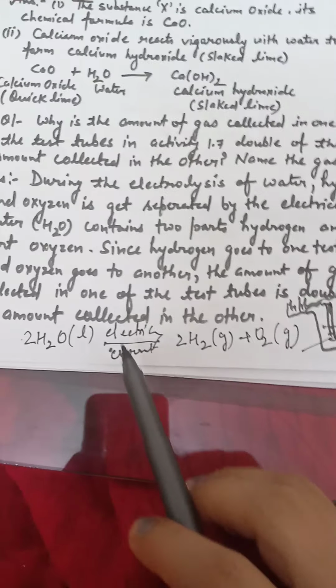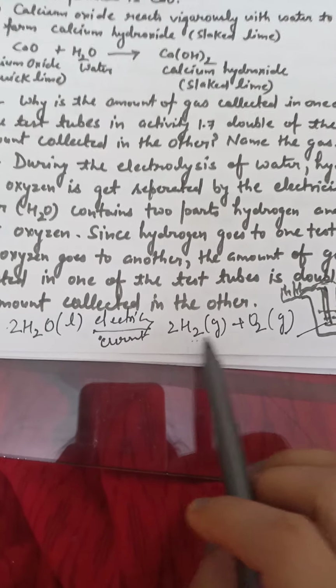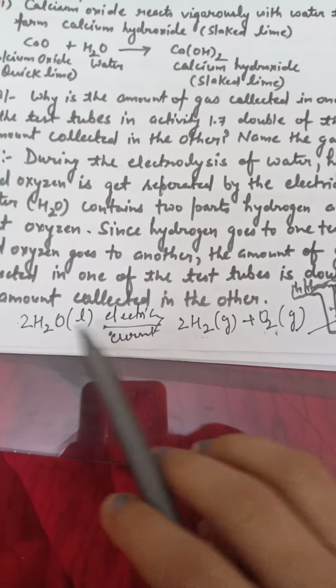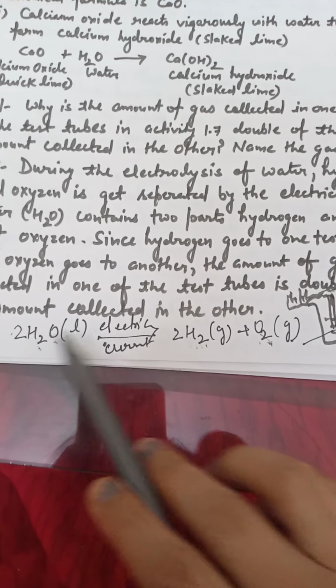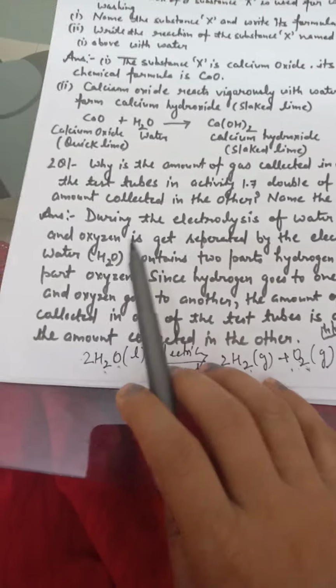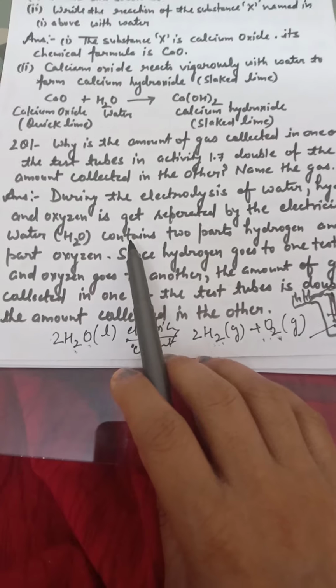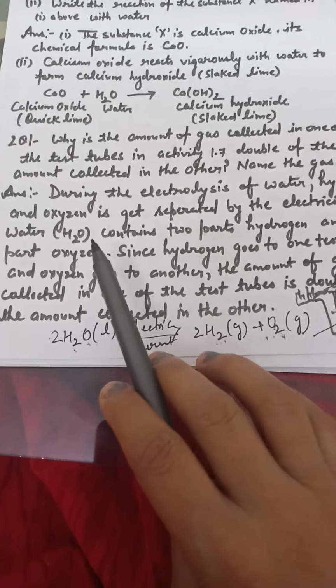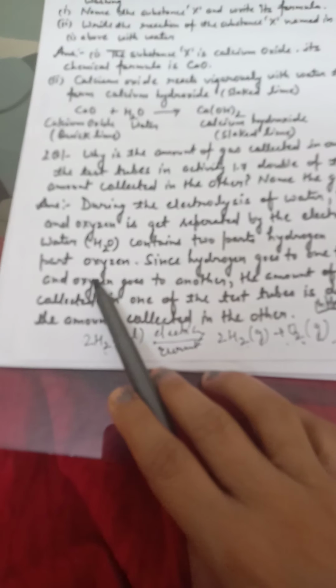And as we know, whenever we pass electric current through water, it breaks down to form 2H2 plus O2. Here the reaction is balanced, that is, the amount of hydrogen is 2 into 2, which is 4, on both sides. Oxygen 2 is here, oxygen 2 is here, so the reaction is balanced. Now in this reaction, during the electrolysis of water, hydrogen and oxygen get separated by the electricity. Water, H2O, contains two parts of hydrogen and one part of oxygen.